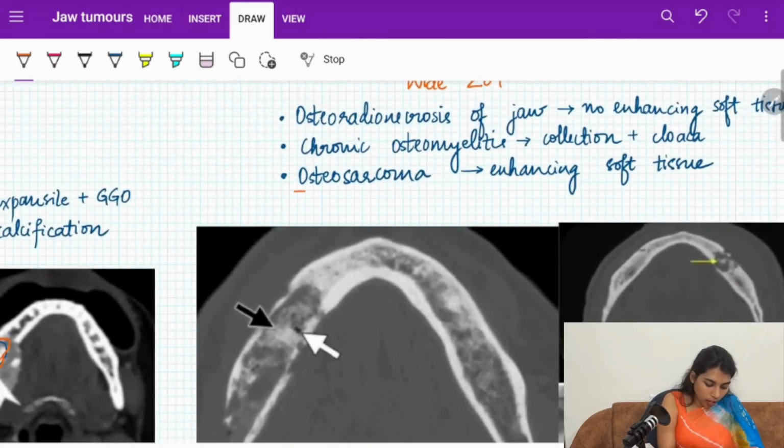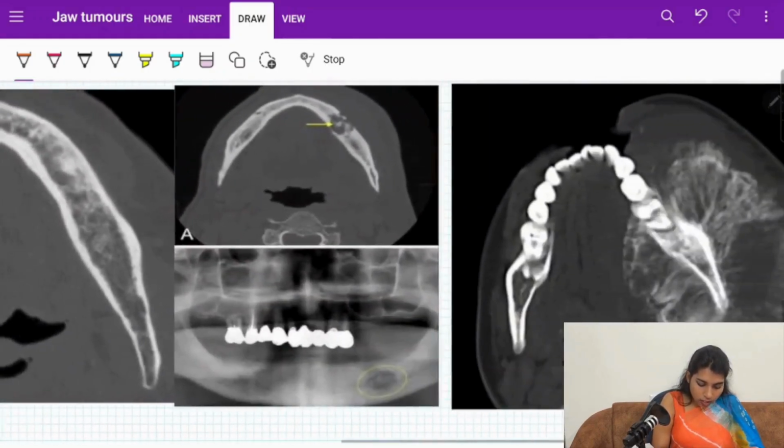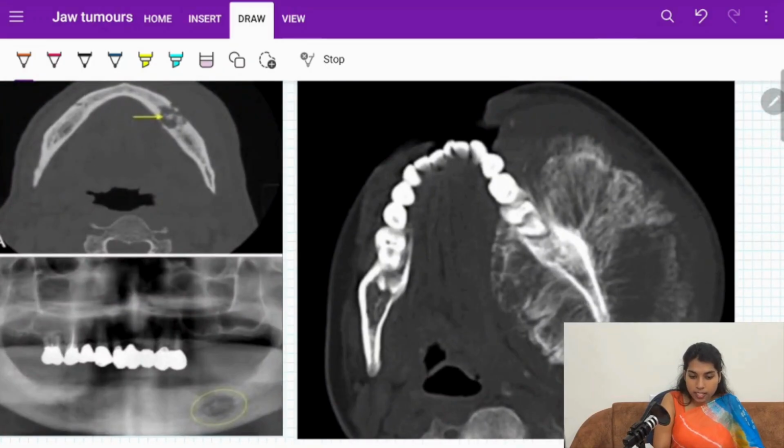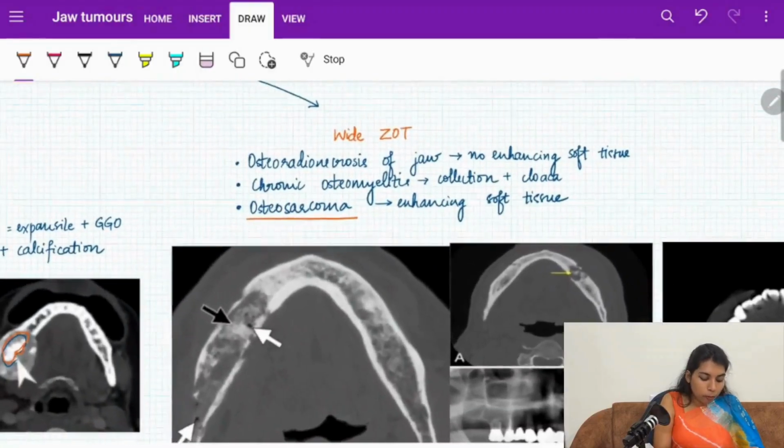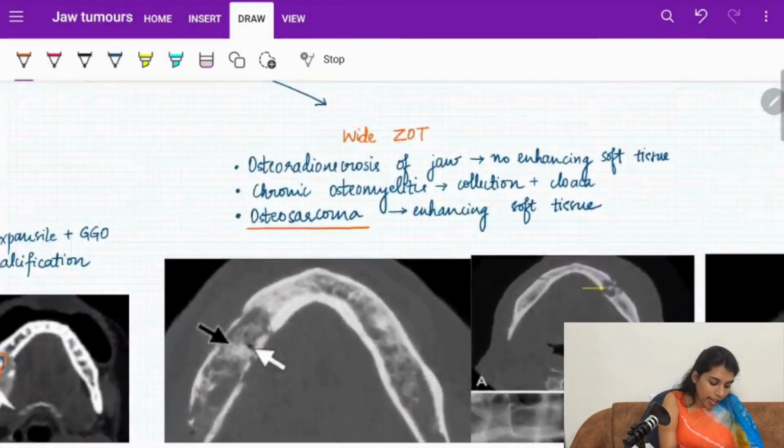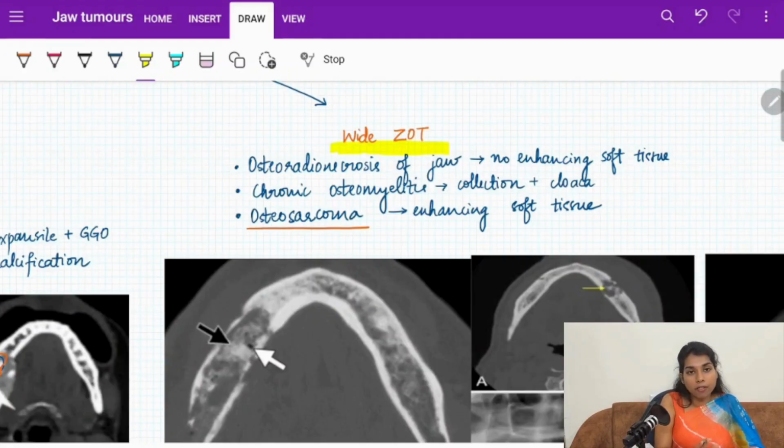So, similar to osteosarcoma, we can see here that this is a mixed density lesion having few areas showing lucency, few areas of sclerosis, and you can see a lot of sunburst type of periosteal reaction, which is very classic of an osteosarcoma. But there are a few mimics of osteosarcoma which can come with a wide zone of transition. And these two are very important spotters: osteoradionecrosis of the jaw and chronic osteomyelitis.